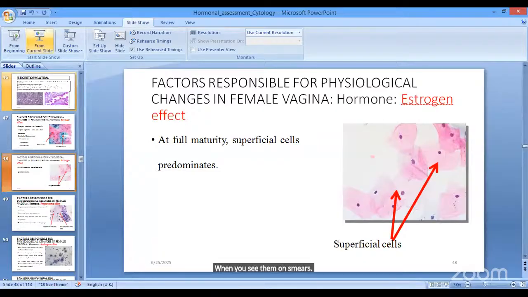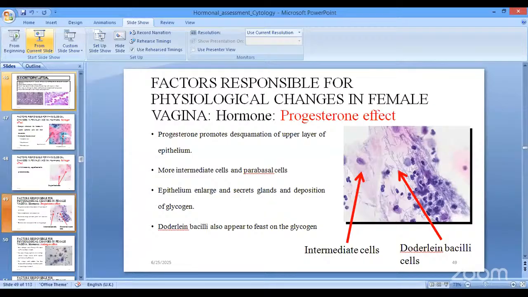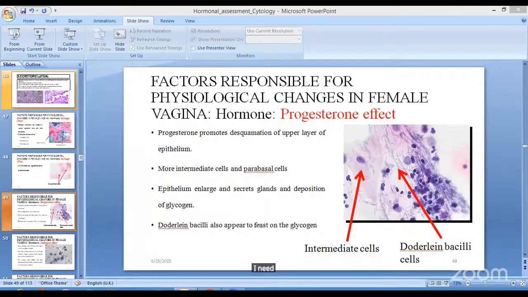At full maturity, this is what you see. You can see the superficial cells. They're actually enjoying themselves there. They predominate. You have this predominating prevalence of superficial cells. At any point you can't see the slides I'm projecting, please let me have the feedback. I need you to see all those slides as I'm talking about them one after the other.